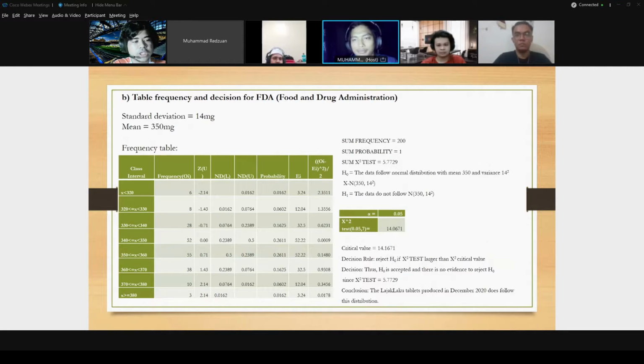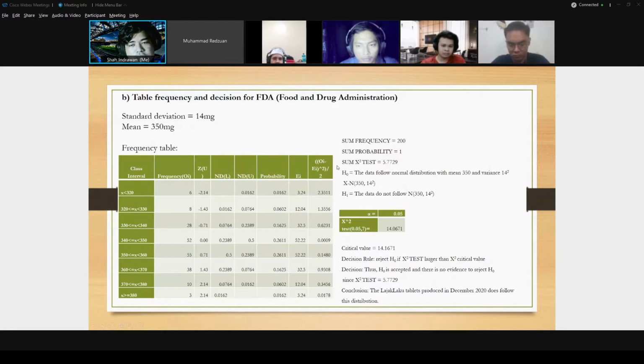I will explain part B, which is we need to comment on whether there is significant evidence that Lajak Laku Tablets produced in December do follow the distribution. The distribution is basically a normal distribution with standard deviation 14 mg and mean 350. First of all, we need to do the chi-square test. This is the frequency table as shown, which has 200 frequency. The sum of the chi-square test value is 5.7729.